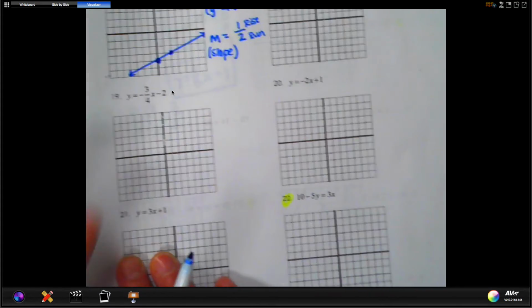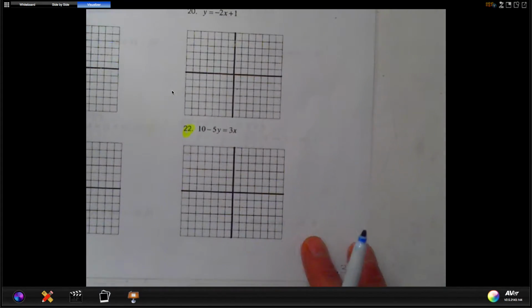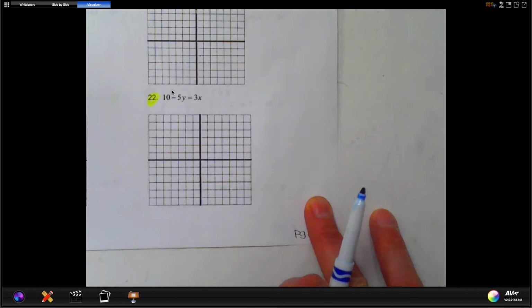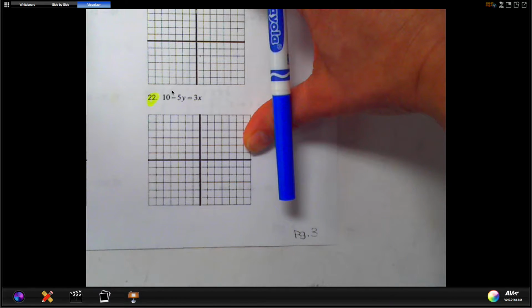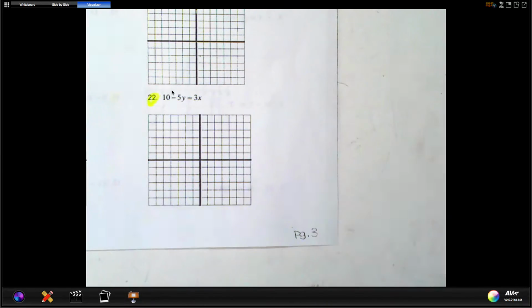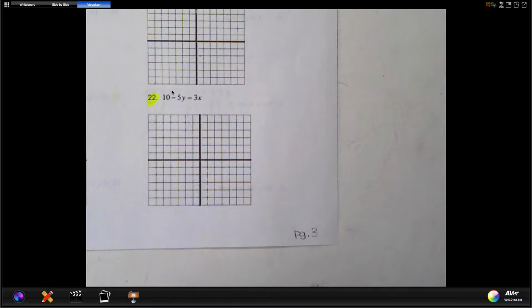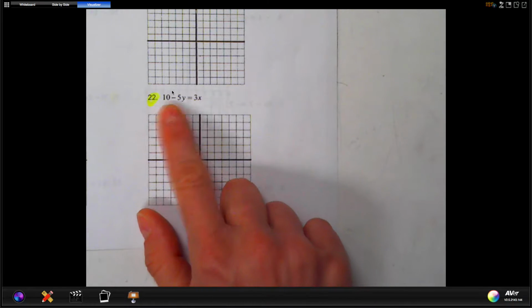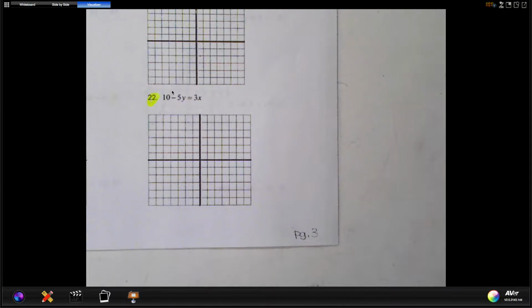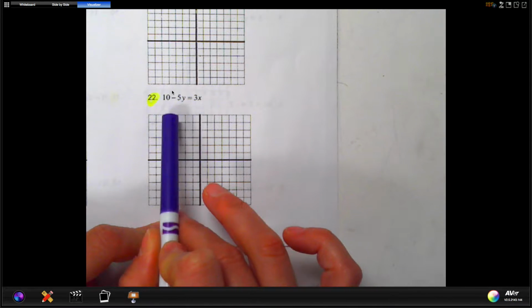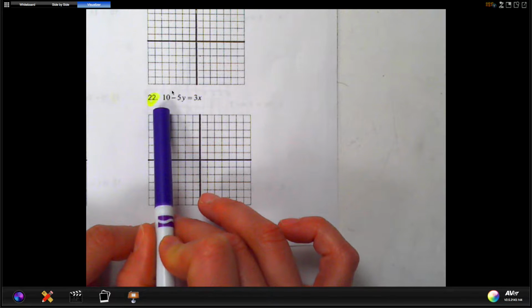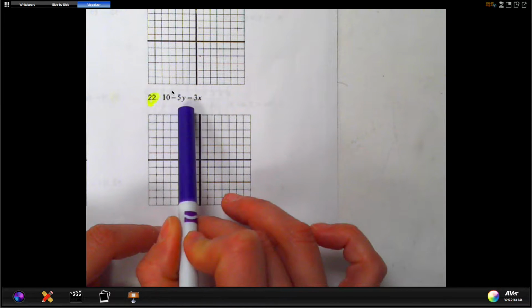The next one I want to take a look at on our packet is number 22 at the bottom. So number 22 is a little bit different because before you can find your slope and your y-intercept, you have to get this equation in slope-intercept form. That means we have to make it say y equals mx plus b. So there's lots of things that are wrong with this to begin with. First of all, it starts with a 10 and then -5y equals 3x.